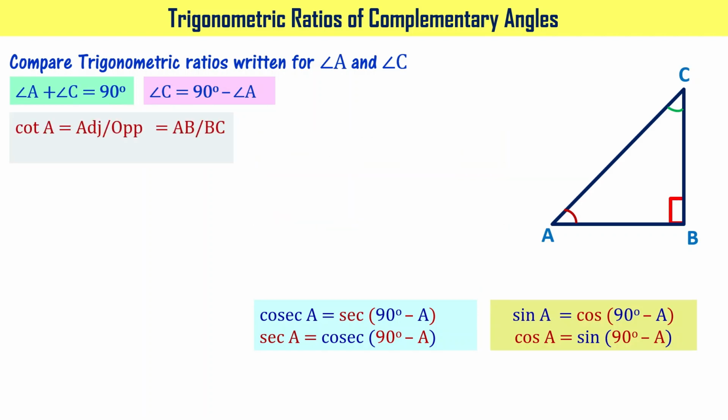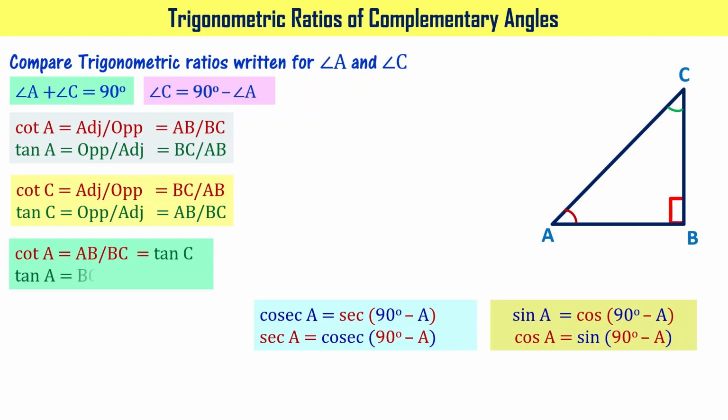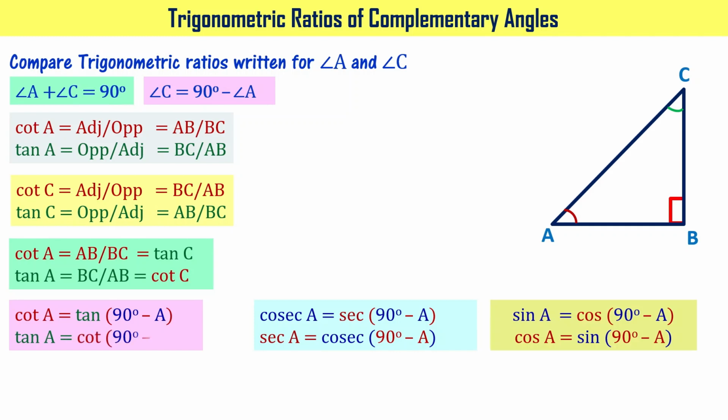Let's consider cot A, that is AB by BC, tan A, that is BC by AB, cot C, that is BC by AB, and tan C, that is AB by BC, right? When you compare these, you can say that cot A equal to tan C, tan A equal to cot C, right? We can write them as cot A equal to tan of 90 degrees minus A and tan A equal to cot of 90 degrees minus A, right?